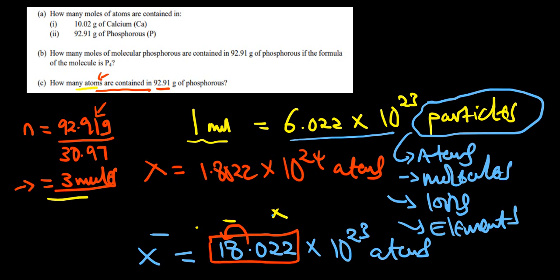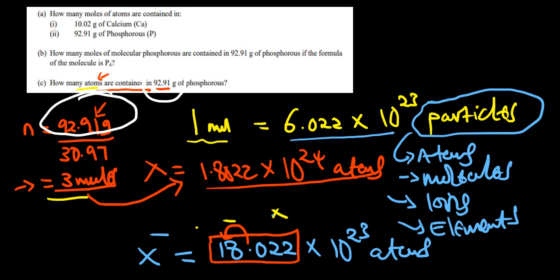So 3 moles of phosphorus will have this number of atoms. Or vice versa, you can say the mass that we are given of phosphorus will contain this number of atoms.